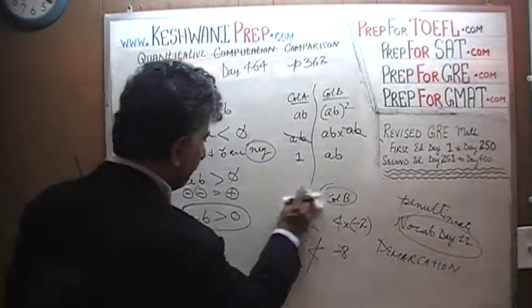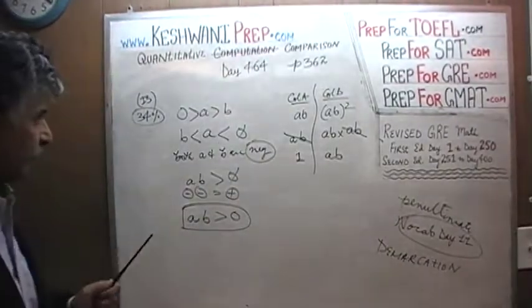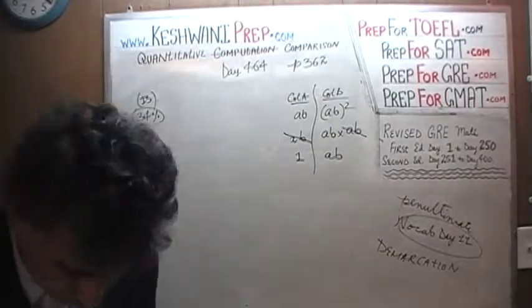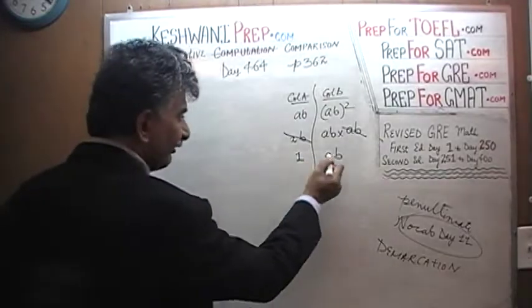I need the room, I need a lot of room. So we're going to have to erase a lot of stuff here. We are done with all of this, I'm going to erase all of that as well. And let's see what happens. We're going to pick up our story from here, 1 versus AB.